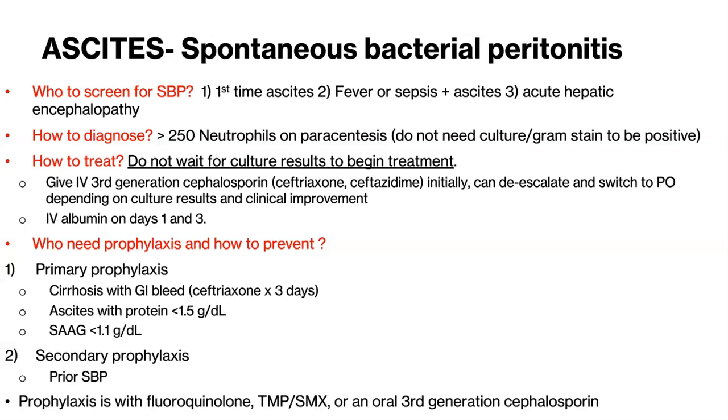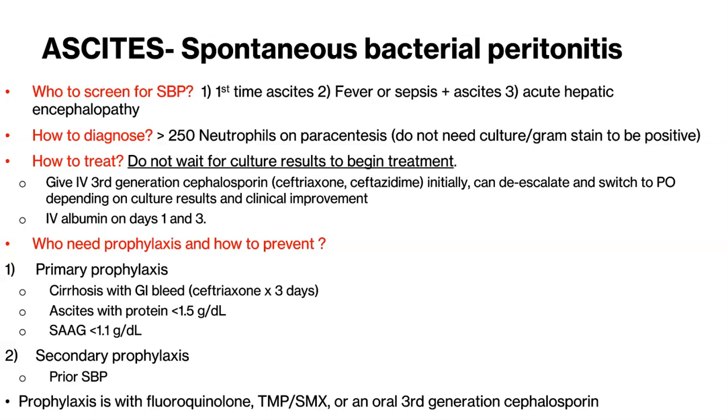from paracentesis. The gram-negative culture does not need to be positive to diagnose SBP, and frequently isn't. We should not wait for culture results to begin treatment for SBP. Empiric first-line therapy should include an IV third-generation cephalosporin, like ceftriaxone or ceftazidime, and then you can de-escalate or switch to PO depending on your culture results and if the patient's clinically improving or not. IV albumin is also typically given, usually on days 1 and 3.